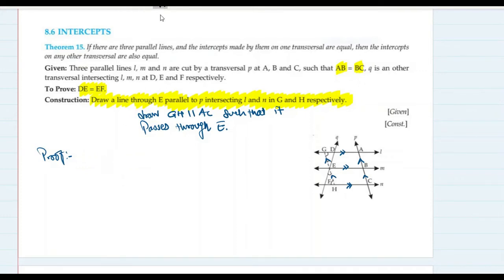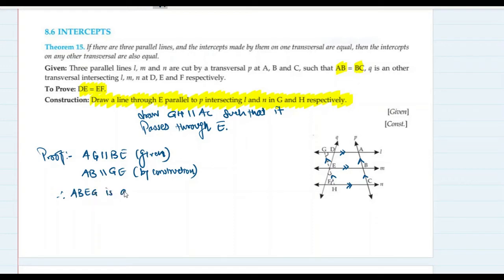Let me write it properly. AG is parallel to BE, given, and AB is parallel to GE by construction. Therefore, ABEG is a parallelogram.